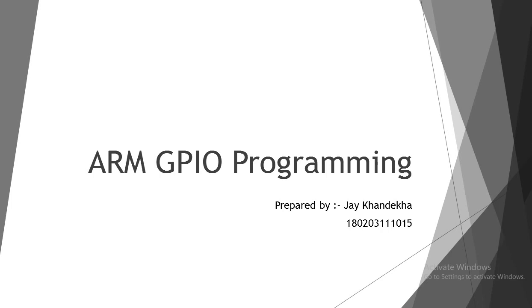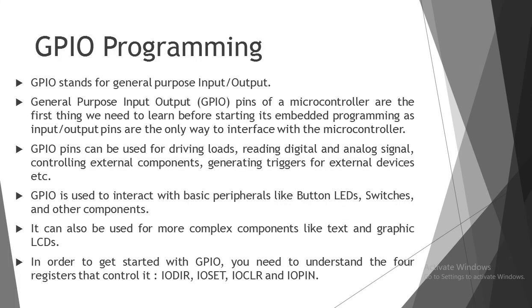So I will give you some brief information about ARM GPIO Programming. GPIO stands for General Purpose Input Output. GPIO pins of a microcontroller are the first thing we need to learn before starting its embedded programming, as input output pins are the only way to interface with the microcontroller.